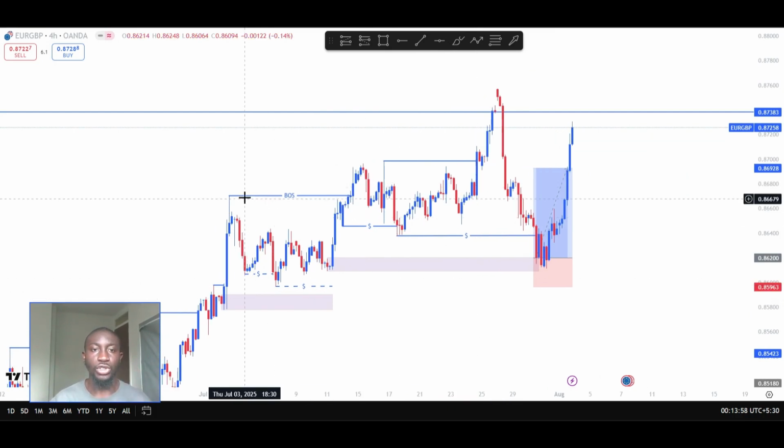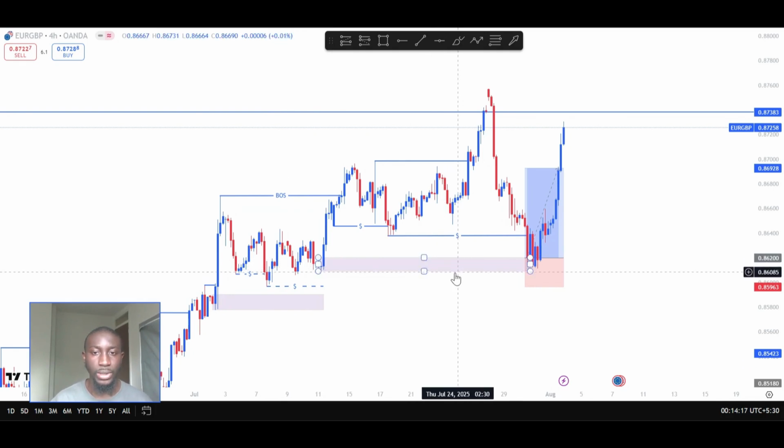Now there was a good break of structure from here. This was supposed to be the low that you mark your 4 hour order block from. But why is this place invalid? Because there was a little pullback here that has already mitigated this area. So here it's invalid, it is not a fresh new 4 hour order block. So this is where your POI is supposed to be. Very simple.